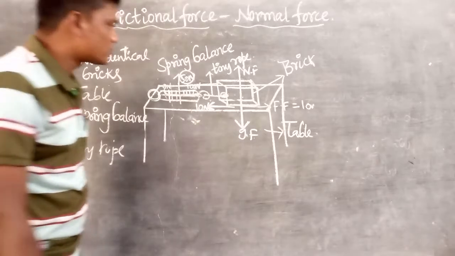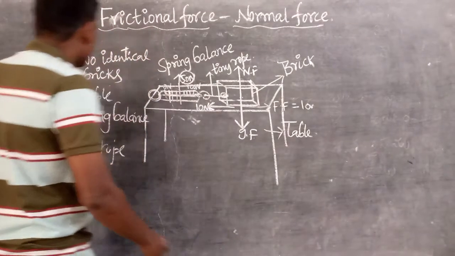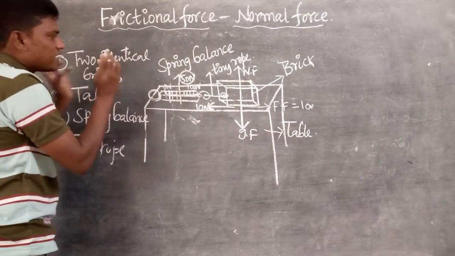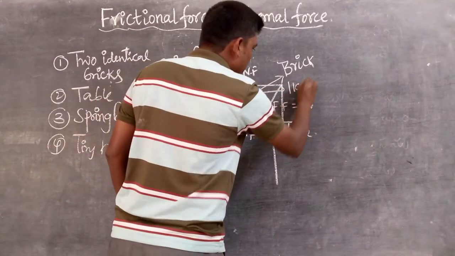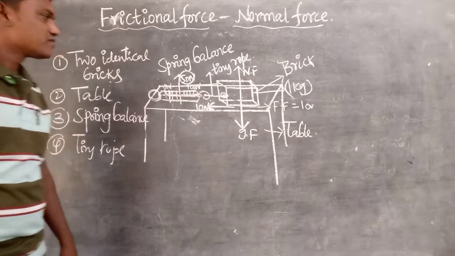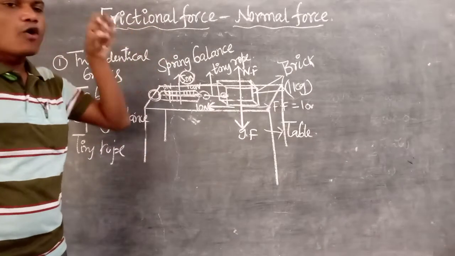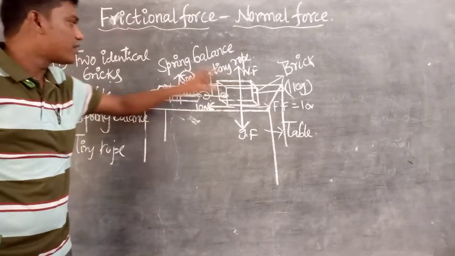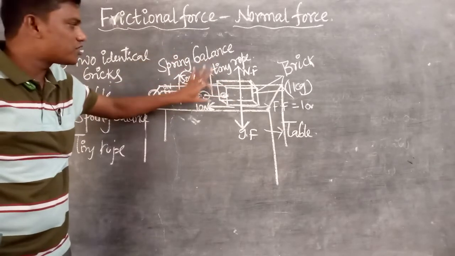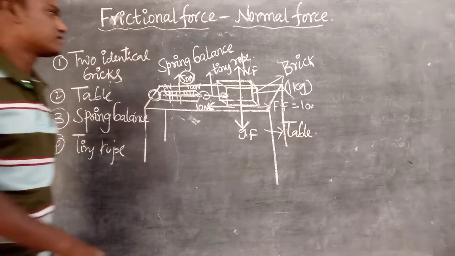That is normal force. Now here we consider two identical bricks, which means each brick's mass is 1 kg. What is the mass of each brick? 1 kg. When you take a 1 kg brick, how much force do you apply to set it into motion?